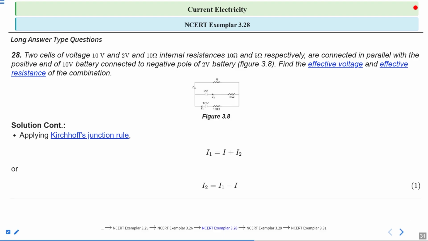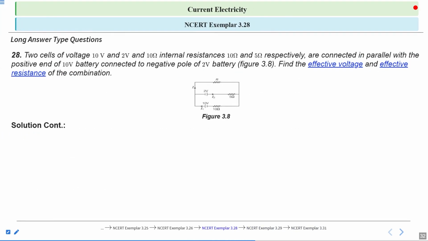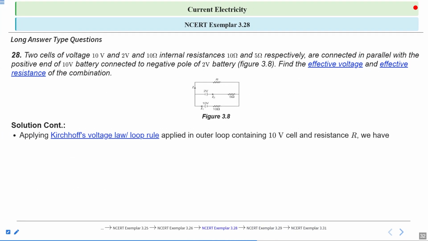Mark it as the first equation. We will use this relation I2 equal to I1 minus I in the upcoming slides. Applying Kirchhoff's voltage law or loop rule in the outer loop containing the 10 volt cell and resistance R. So the outer loop, which contains the 10 volt battery and resistance capital R, we are going to apply Kirchhoff's voltage loop rule.